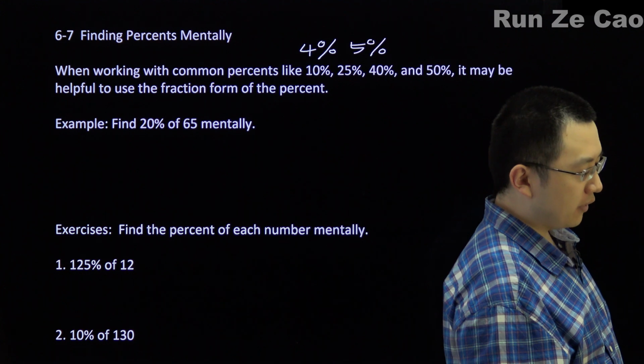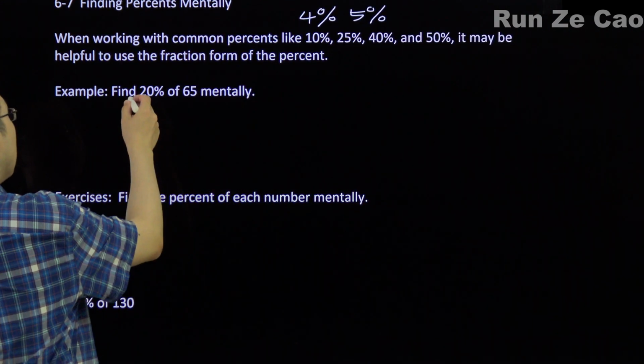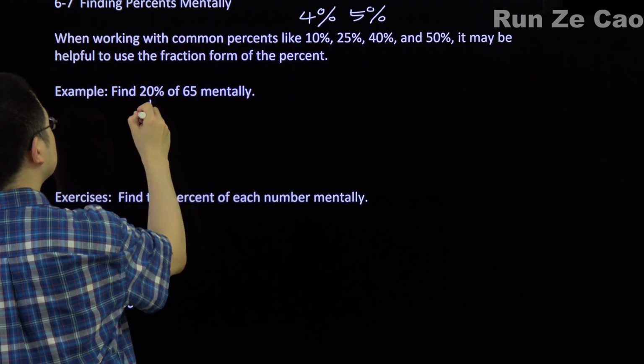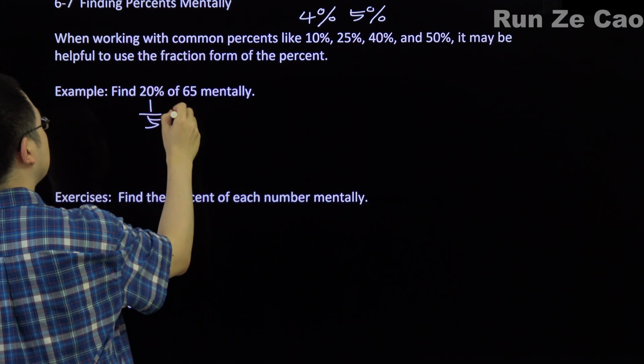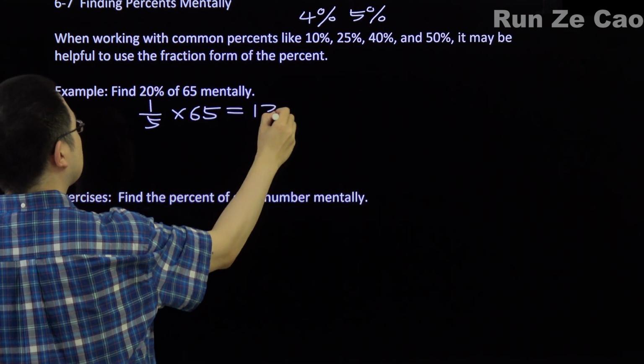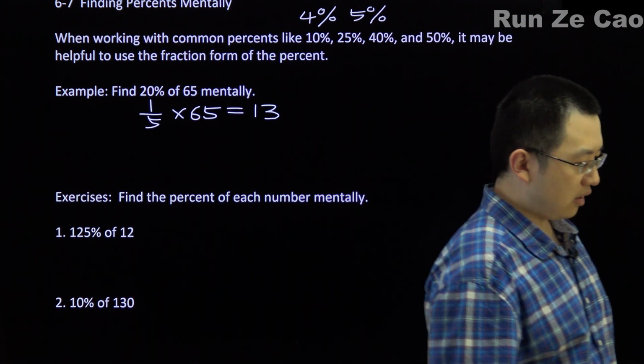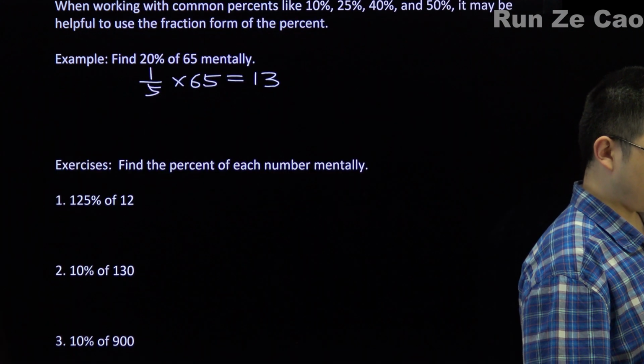Find 20% of 65 mentally. That's 1/5 times 65, which is going to be 13. Exercises. Find the percent of each number mentally.